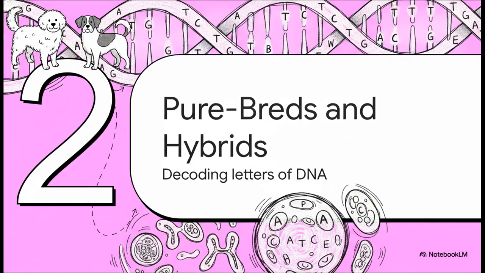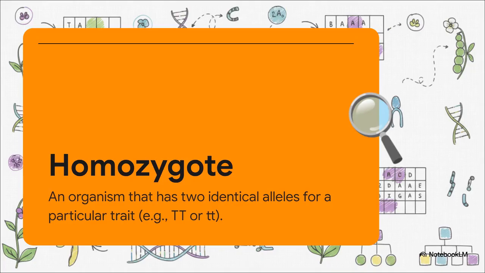Let's decode the letters of DNA. To really get this, we need to zoom way in on the micro-level letters of our genetic code. See that definition popping up? Homozygote. In everyday language, you'd just call this a purebred. It's an organism that has two absolutely identical alleles for a specific trait. Notice the call-out letters on screen? Capital T, or lowercase t. The absolute key takeaway here is that perfect identical pairing.